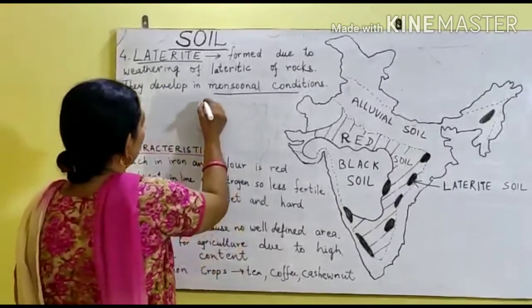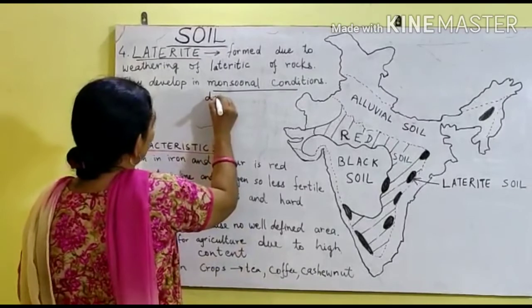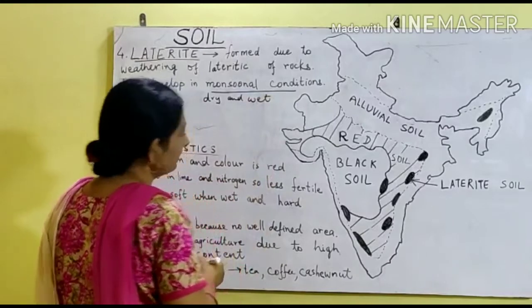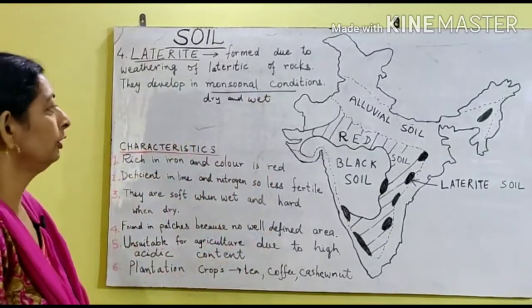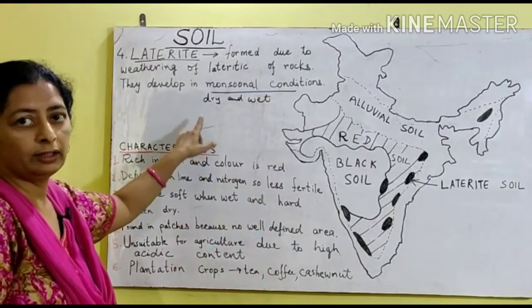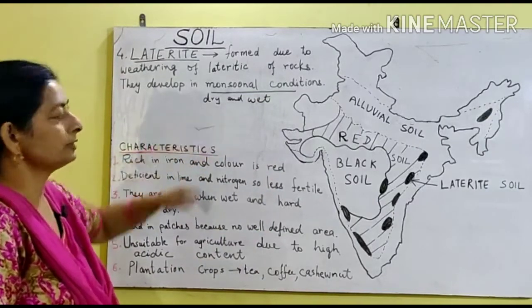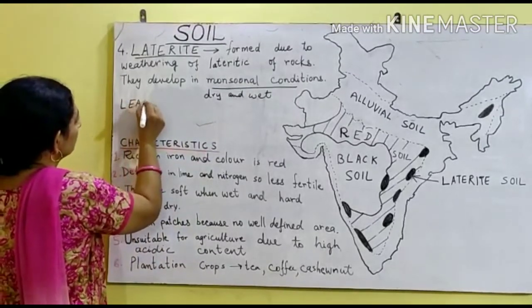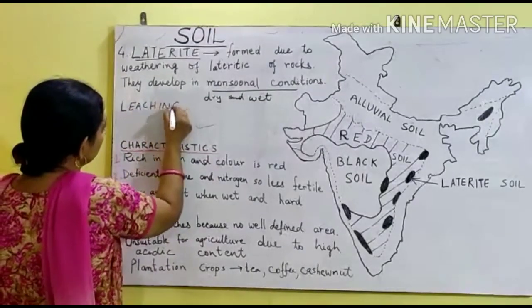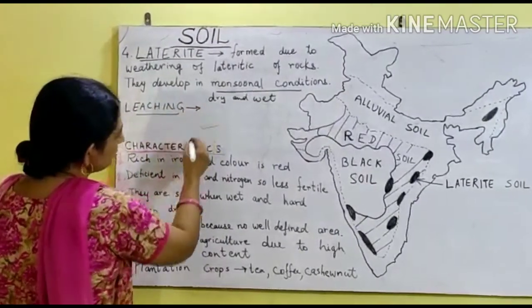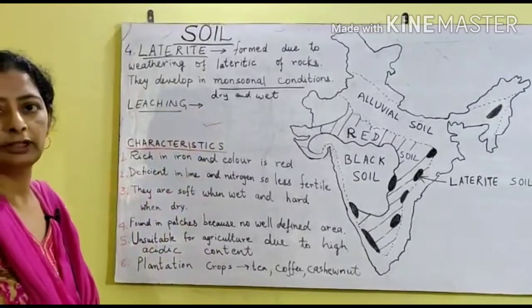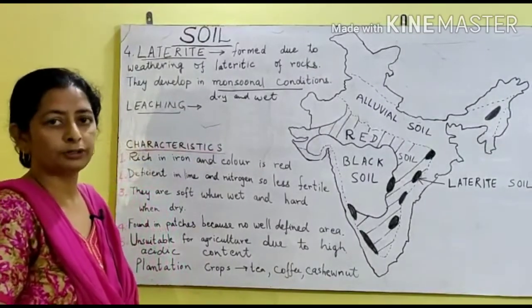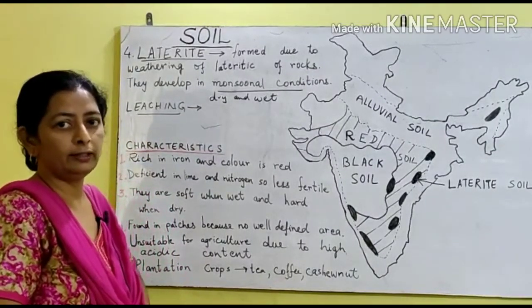Now this is also, we can say, an alternation of dry and wet climate. We have the summer season followed by the rainy season. So in these two seasons we have very high temperature and a good amount of rainfall. Now here a process takes place that is called leaching. Leaching is a process in which percolation takes place, where all the valuable nutrients of the soil are washed away due to excessive rain and temperature.